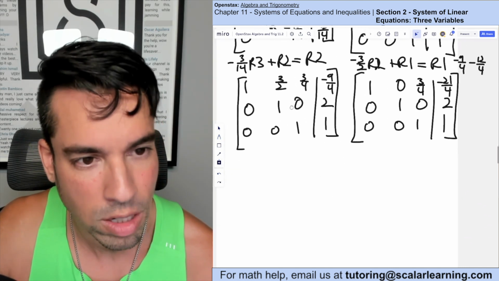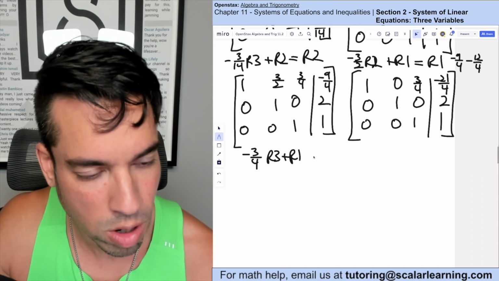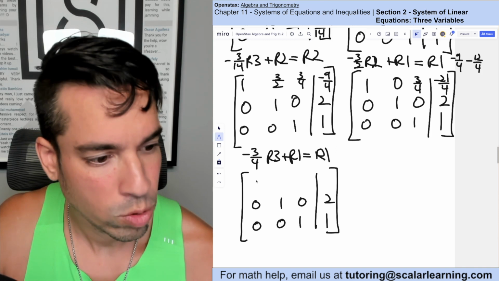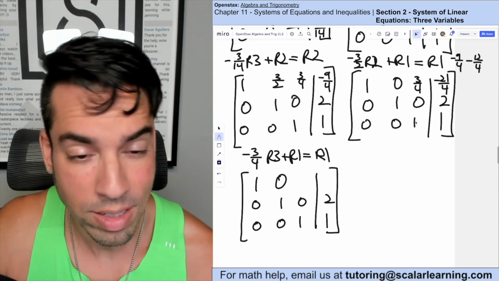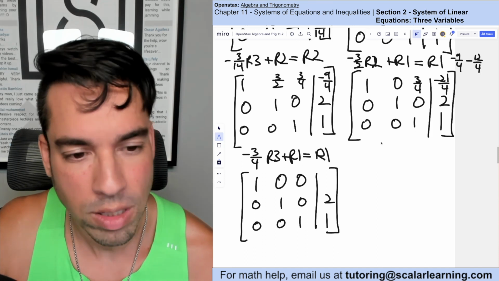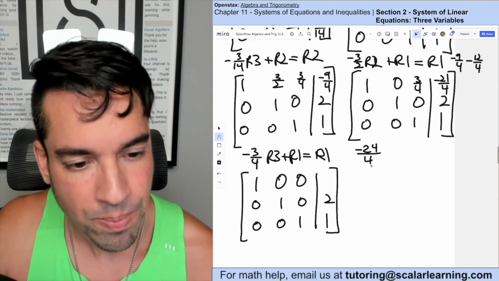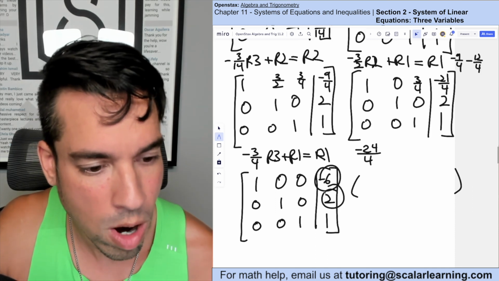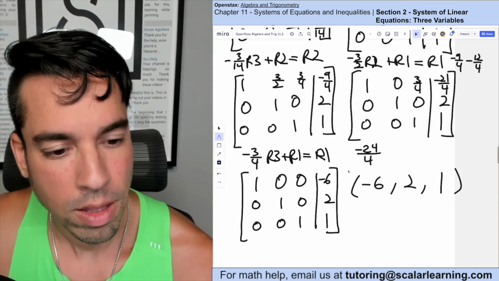So let's do that down here. Negative 3/4 times row 3 plus row 1 gives us our new row 1. Let's write that out. So we got negative 3/4 times 0 is 0 plus 1 is 1. Negative 3/4 times 0 is 0 plus 0 is 0. Negative 3/4 times 1 is negative 3/4 plus 3/4 is 0. Beautiful. And then negative 3/4 times 1 is negative 3/4 plus negative 21/4 is negative 24/4, right? And then that simplifies to negative 6, which means our final answer, x, y, and z is negative 6, 2, 1. That's how you do it.